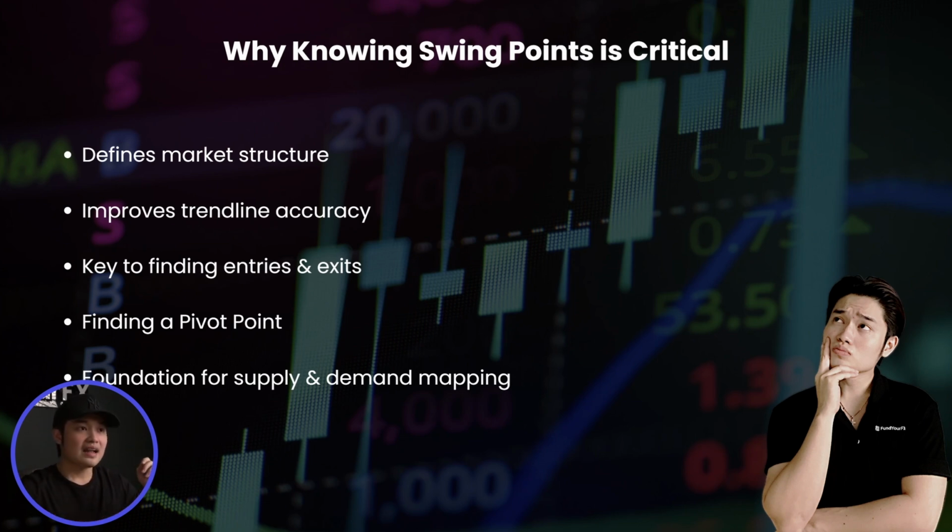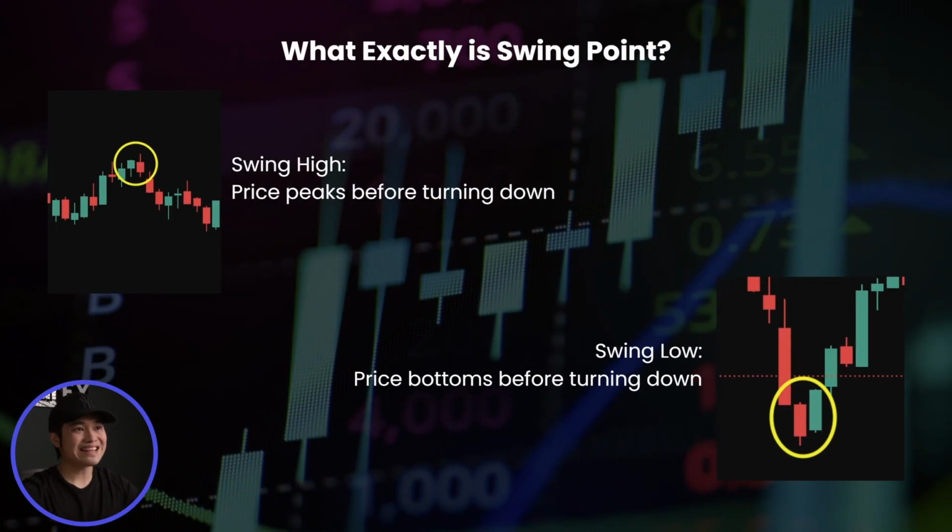Okay, let's move to what exactly a swing point is. Here you can see the swing high. This is a swing high, where the price peaks before turning down, and the swing low should look like this, where the price bottoms before turning up.